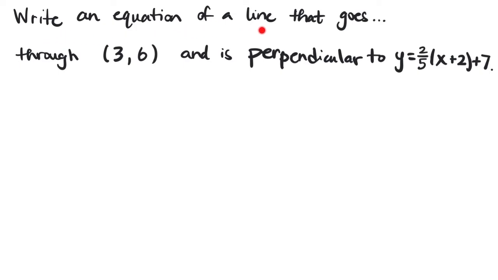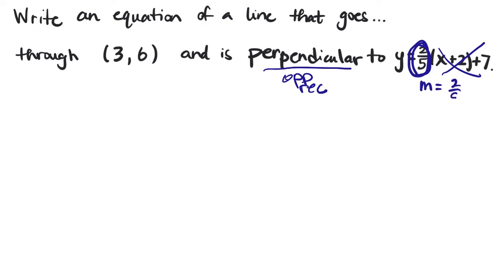Write an equation of a line that goes through (3, 6) and is perpendicular to y equals 2/5 times the quantity x plus 2, plus 7. So for perpendicular, we are looking for that opposite reciprocal slope of this line. Again, we only need the number in front of x. We don't need anything else in that equation.